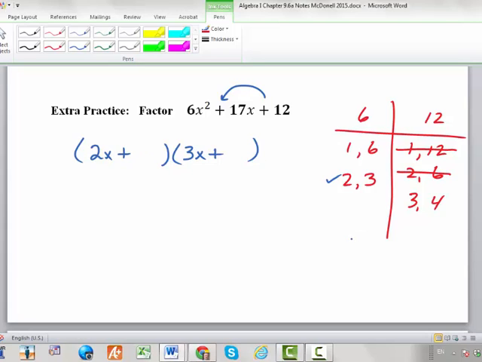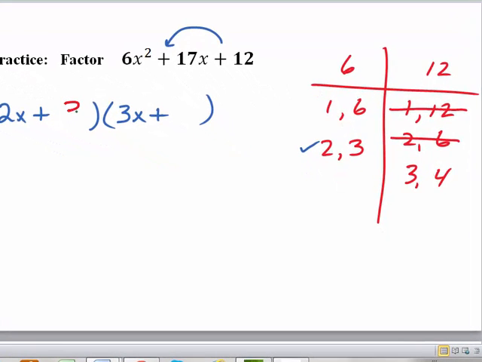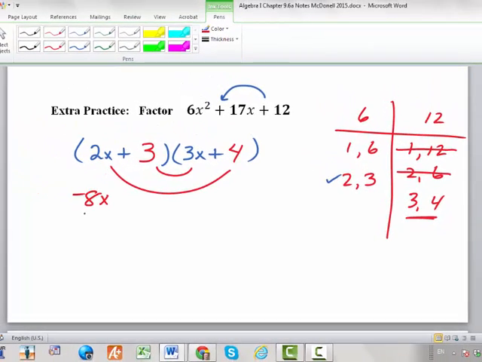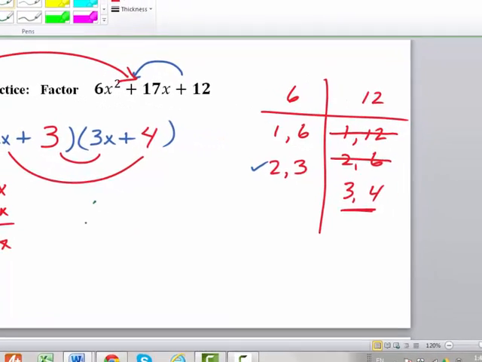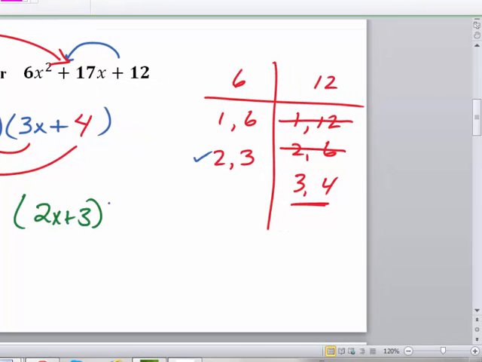That leaves us with 3 and 4. Can I put a 3 over here? Well, the 3x plus 3 would have a GCF, and that won't work. So by default, the 3 must go here, and the 4 goes here. Now, if this one does not work, then we're left to go back to the 1 and 6 as a second possibility. So let's see what we have from inner and outer. That's 8x on the outer. That's 9x on the inner. That gives us 17x, and that is exactly what we wanted. So my final answer is 2x plus 3 times 3x plus 4.